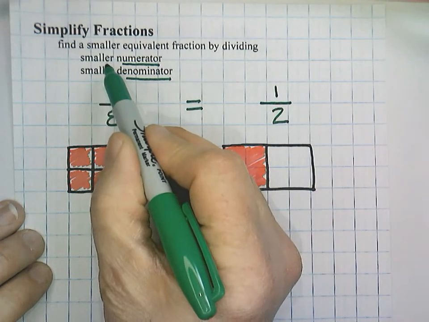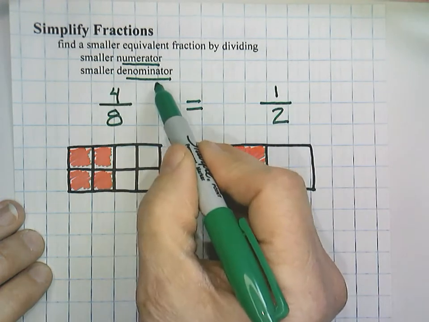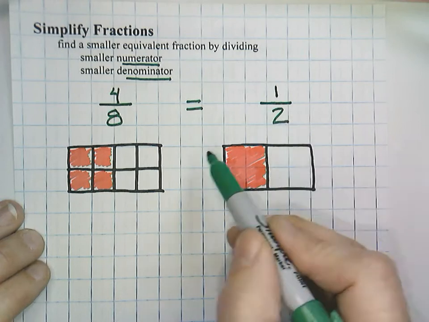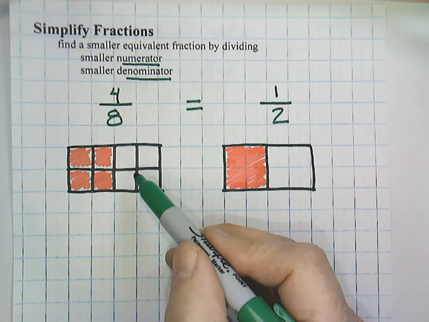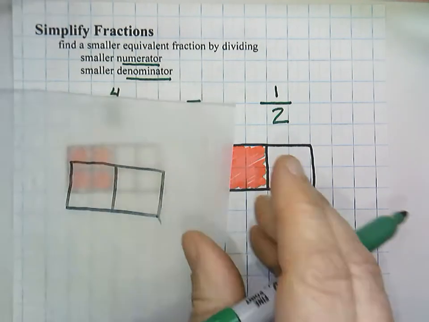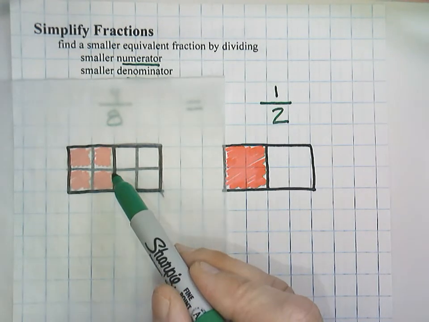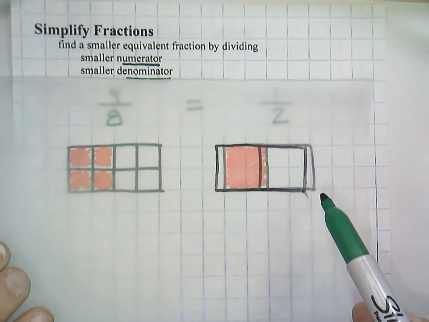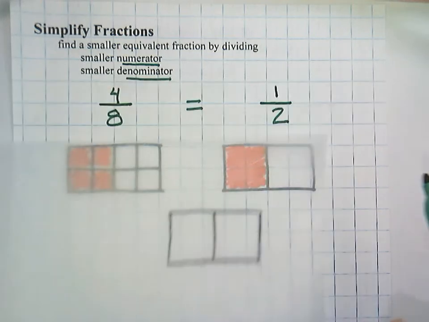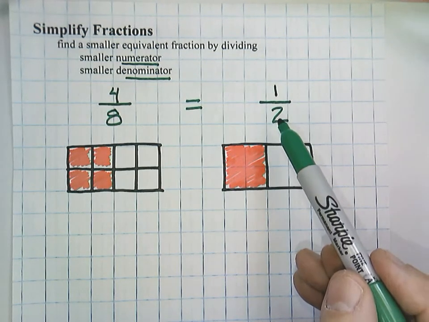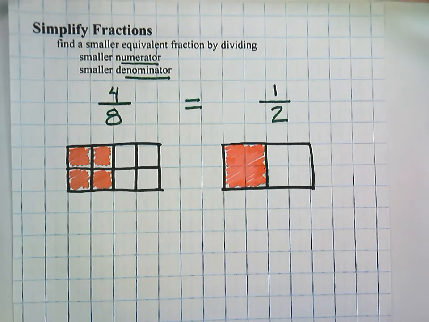Remember we said that it would be a smaller numerator, and you can see here 4 got smaller, and a smaller denominator, the 8, got smaller. Notice that the size of the model itself did not get smaller, and I can prove that with some tracing paper. You can see that 4/8, the red portion, if I lay that over, notice that that hasn't changed at all. That did not get smaller at all. What did simplify? The numerator and the denominator. So 4/8 would simplify to 1/2.